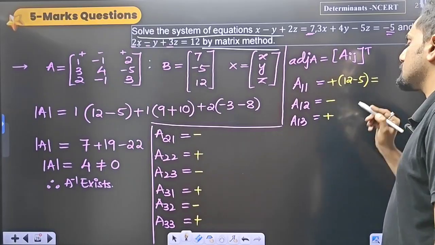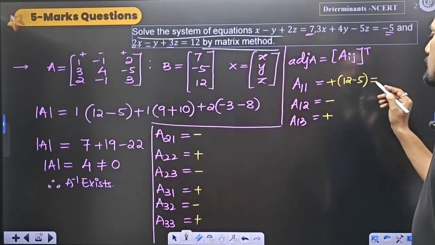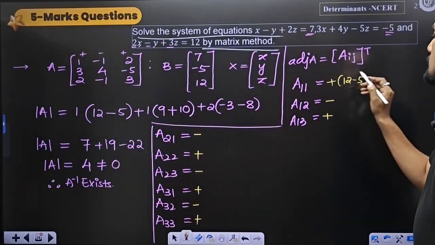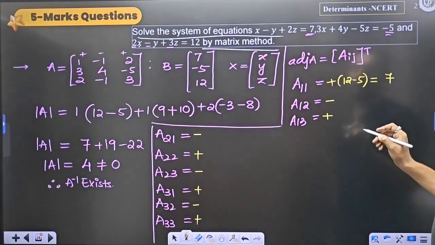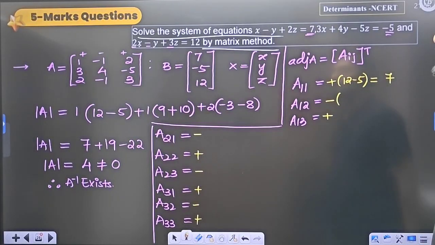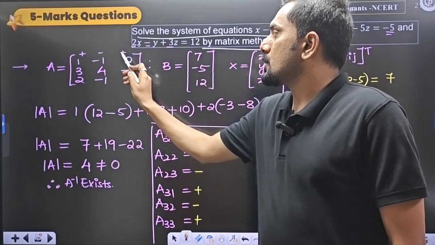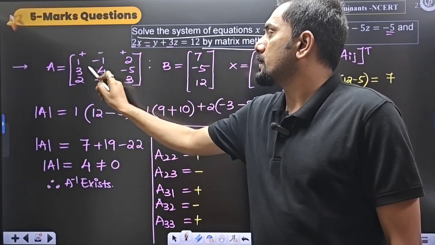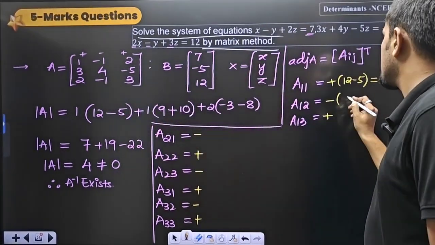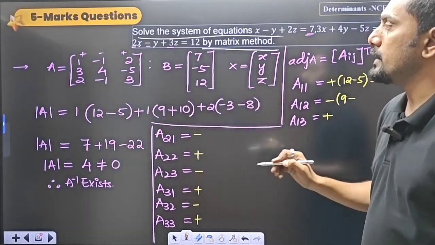What is 12 minus 5? 7. Which 7? Plus 7. Along with the sign, you must write it. Next. First row second column, delete it. 3 3s are 9.